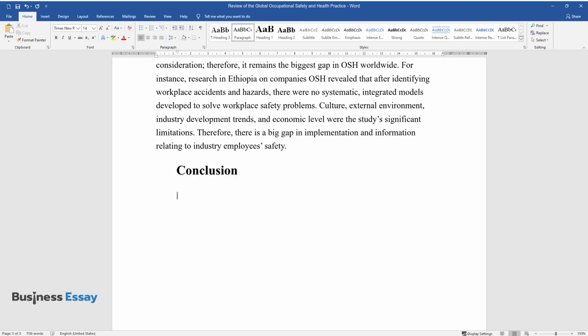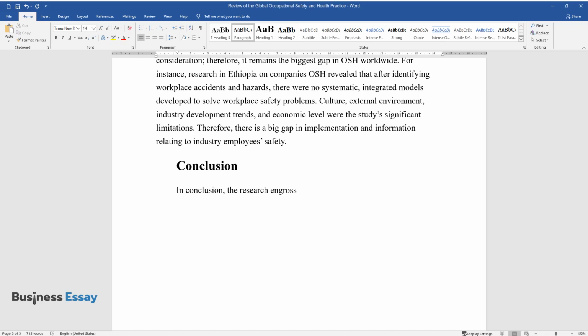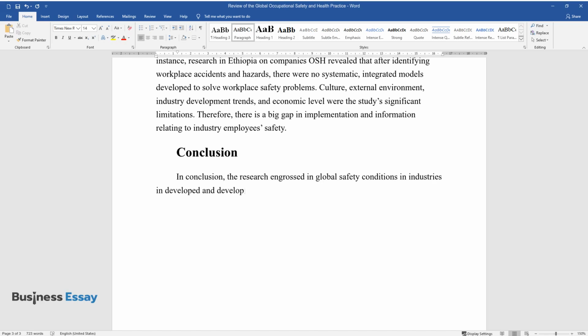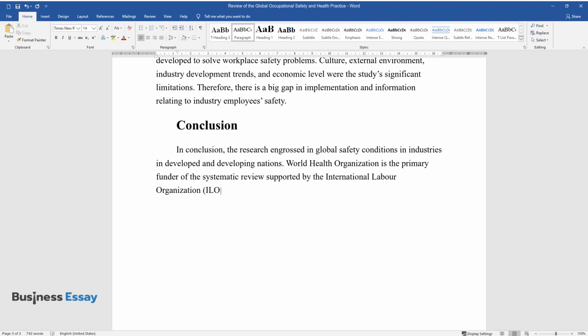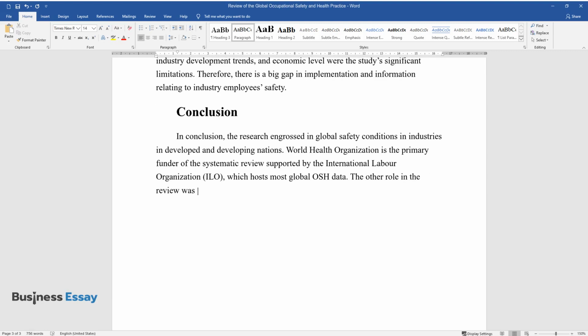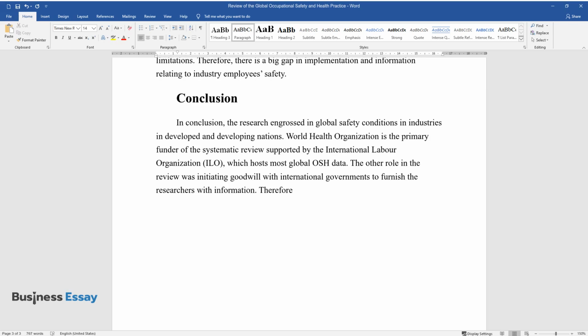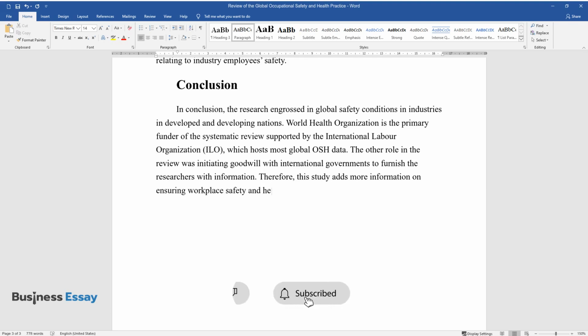Conclusion. In conclusion, the research engrossed in global safety conditions in industries in developed and developing nations. World Health Organization is the primary funder of the systematic review supported by the International Labour Organization, ILO, which hosts most global OSH data. The other role in the review was initiating goodwill with international governments to furnish the researchers with information. Therefore, this study adds more information on ensuring workplace safety and health.